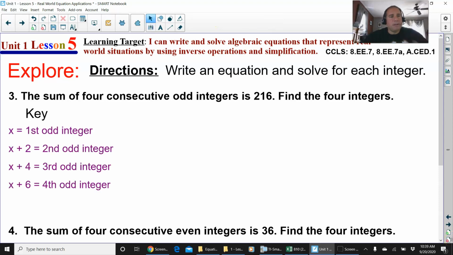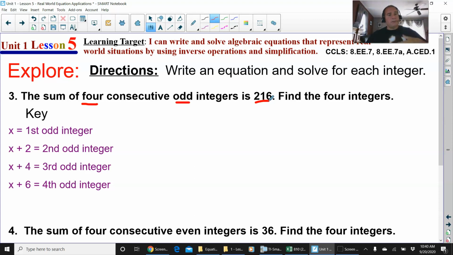Okay, so here we go. This says 4 consecutive odd integers. And like I said, we're going to stick with odd right here because a lot of people have trouble with it. When it says odd, they think they have to add 3 or 6. No, it's not that way. It is still x as the first odd integer, then x plus 2 as the second odd integer. X plus 4 would get you to the third consecutive odd integer, and x plus 6 would get you to the fourth odd integer.